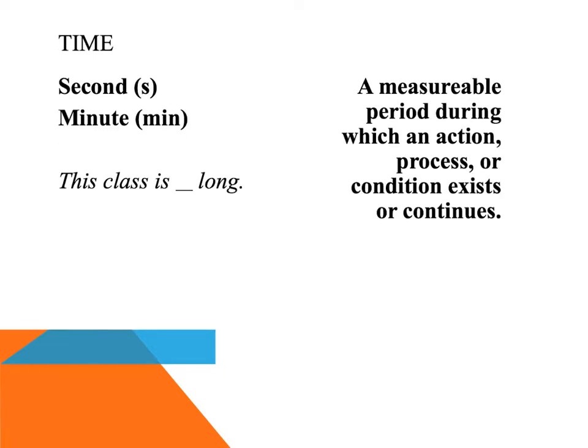So time is a measurement of a period during which an action or a process happens or any condition continues. The units we use are seconds or minutes, or of course hours, days, weeks, months, things like that. But in science, seconds and minutes are our standard units. So an example of this class is 55 minutes long. That translates to 3,300 seconds.